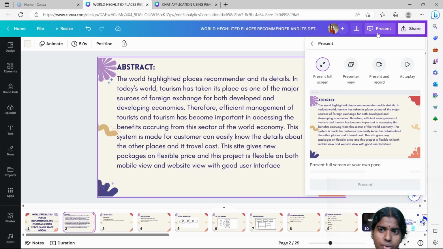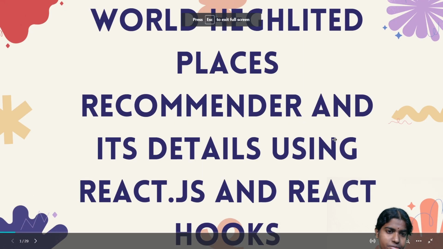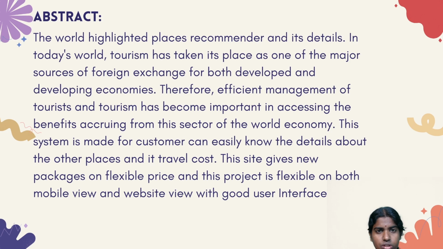So what do you mean by this tourism recommendation system? What are we going to do in this project? The world highlighted places recommended and its details. In today's world, tourism has become one of the major sources of foreign exchange for both developed and developing economies. Clear with this? Efficient management of tourists and tourism has become important in accessing the benefits accruing from the sector to the world economy. So with React.js, what are the different types of applications?